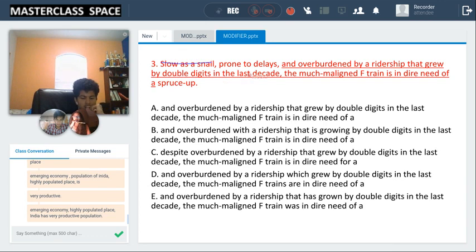So what is slow as a snail? It is the F train, right? Prone to delays. What is prone to delays? It's again the F train. Overburdened by ridership. What is overburdened by ridership? It's the F train. So these are called your modifiers: modifier 1, modifier 2, and modifier 3, and all are connected with commas. So here you will notice that all are modifiers for the F train. So how to decide? After reading the meaning, we have to decide what should be the correct noun.